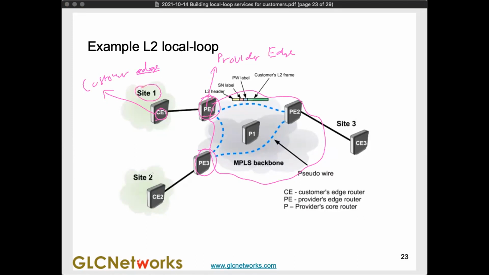So site 1 wants to connect to site 2 through our network. In this case, we can use VPLS, so that it can set up a pseudo wire. So it's like a virtual wire from here to here. Okay, so pseudo wire.